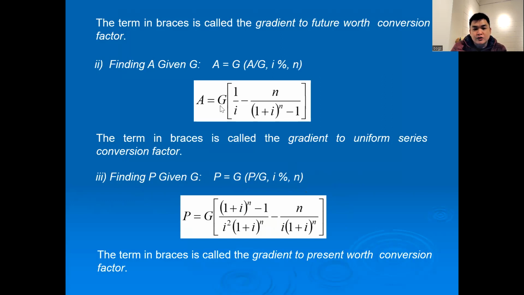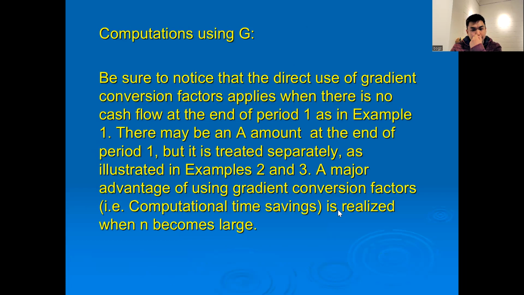Okay? So, finding A given G. And don't forget lang the annotation, no? Yung paano yung pagkakasunod. Finding A given G. Ganun ang itsurahan niya. Okay? So, the term in brace is called the gradient to present worth. So, finding P given G. Diba? Ang haba, oh. Pag in-input mo sa calculus yan, malamang magkamali ka. Pero pag nandun ka na tumingin sa table, napakadali ng usapan.